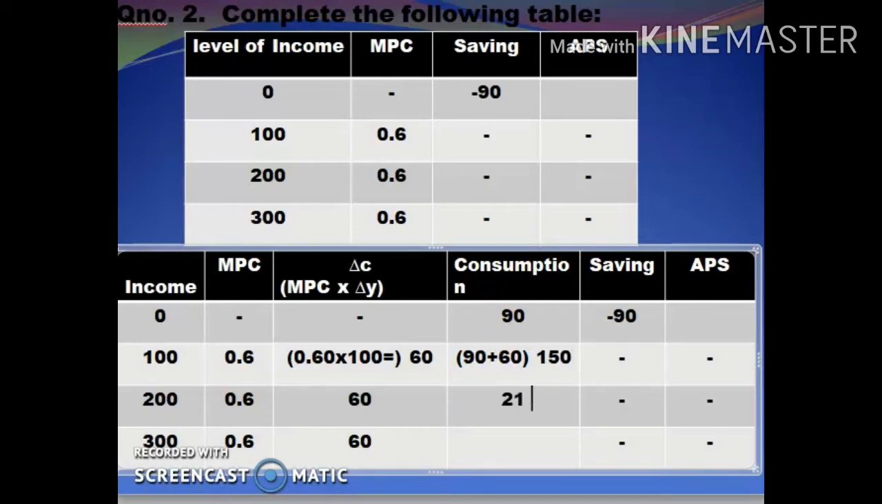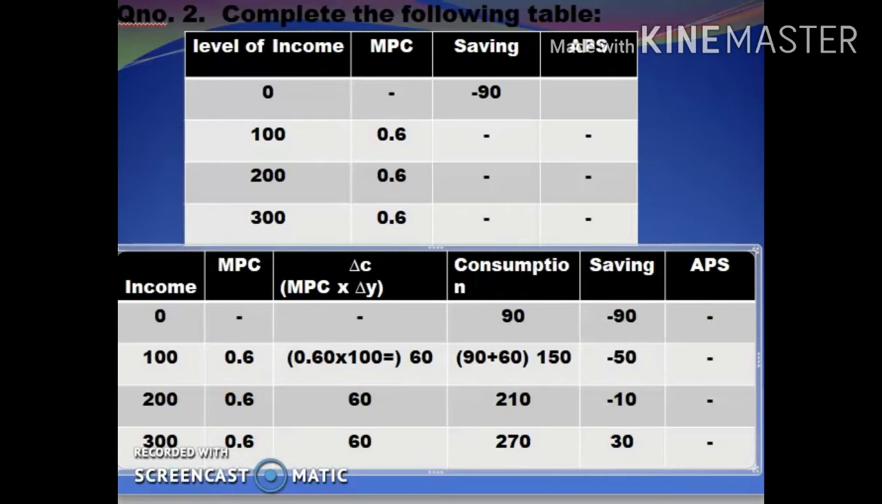Next also you add the present consumption plus delta C. What is the answer? 210, then 270. Next is saving. What is the formula? Y minus C. At first the saving is minus 90, next minus 50, next minus 10, next 30.